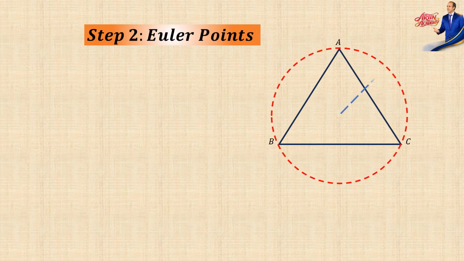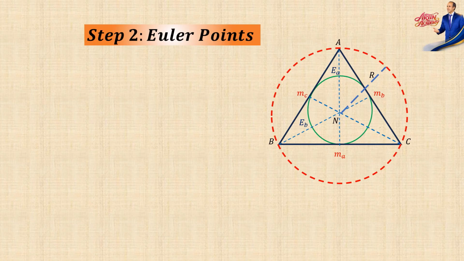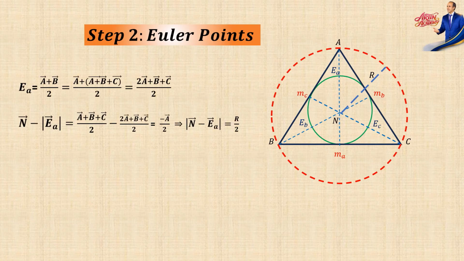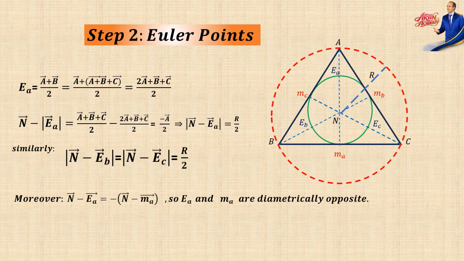The position vector of E sub A is equal to the quantity vector A plus vector H divided by 2. Since vector H is equal to vector A plus vector B plus vector C, the position vector of E sub A becomes the quantity 2 vector A plus vector B plus vector C divided by 2. Then the position vector of N minus the position vector of E sub A is equal to negative vector A divided by 2. Therefore, the magnitude of vector N minus vector E sub A is equal to R/2.